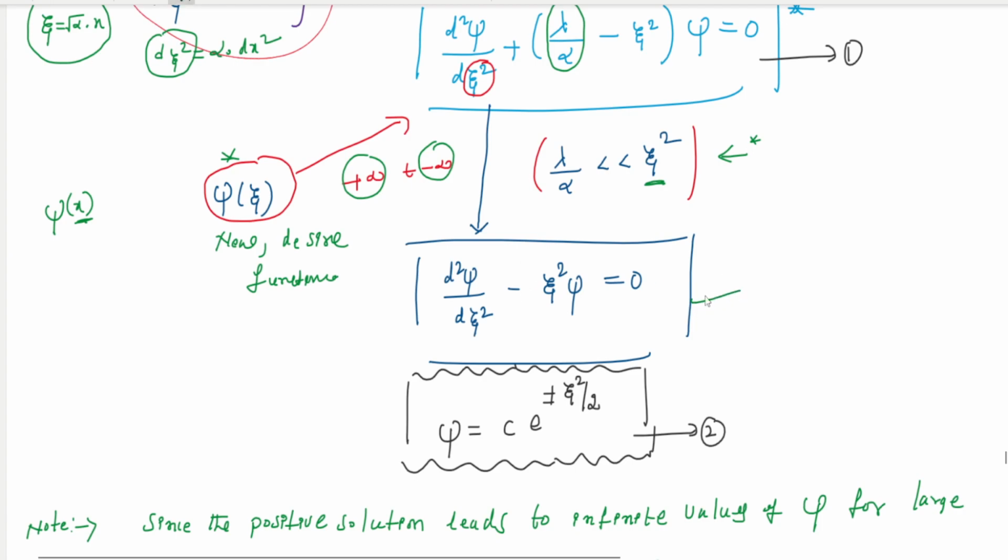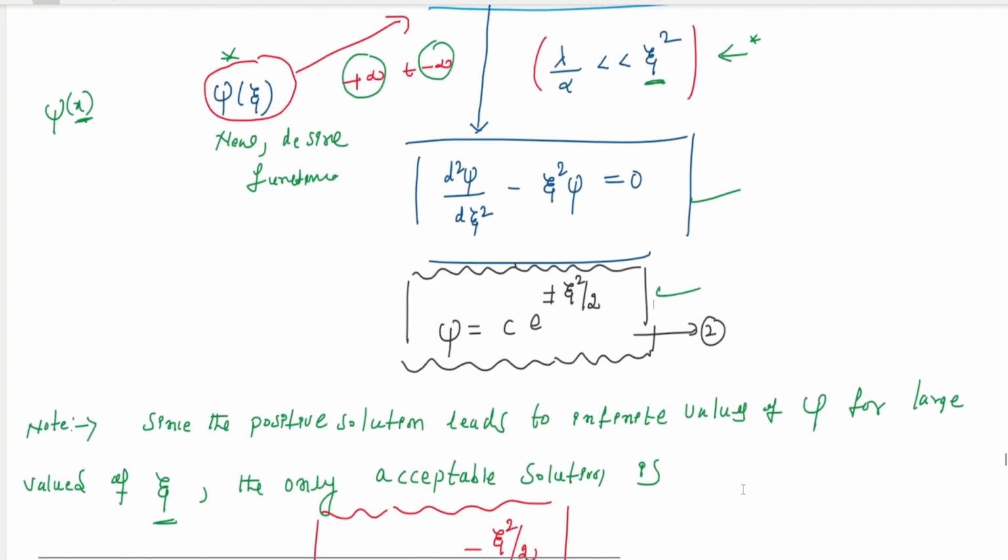So this is a second order differential equation, right? The solution of the second order differential equation is the wave function psi equal to some constant times e power plus or minus xi square divided by 2. This is the solution. Here is very important: two solutions are there. One is psi equal to c e power plus xi square divided by 2. Another one is psi equal to c e power minus xi square divided by 2.